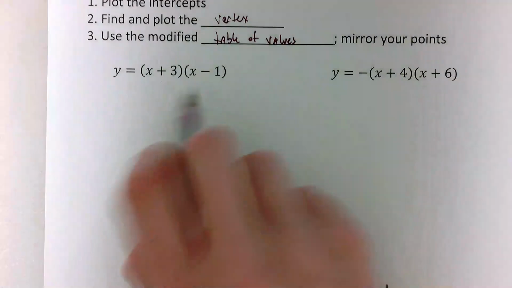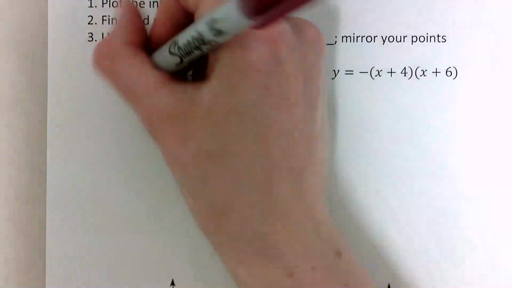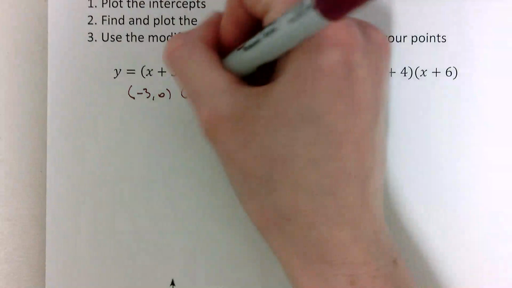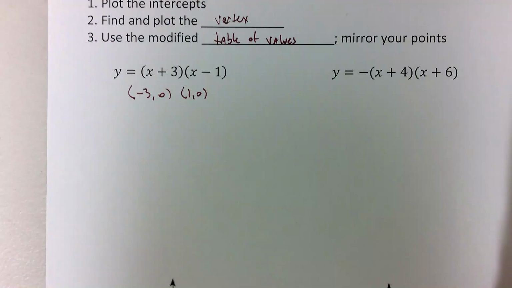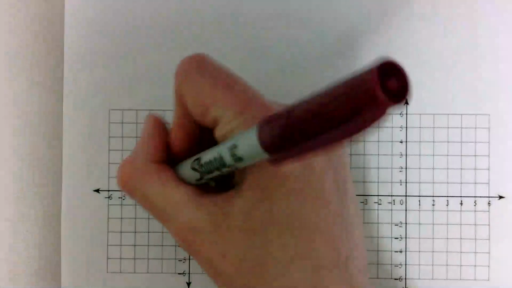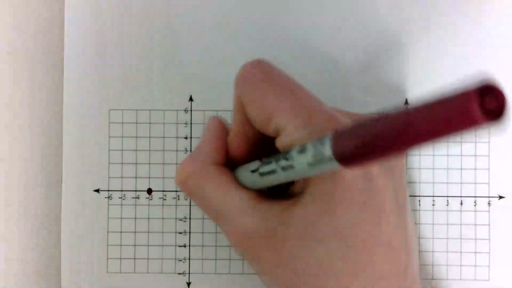Okay, so let's take a look at this. So first thing that I need with this guy is my x-intercepts. So my two x-intercepts are going to be at the points -3, 0 and +1, 0. Remember, it's backwards of what it looks like. So I'm going to come right down here. I'm going to plot those 2 points. Here's -3, 0, and here's +1, 0.